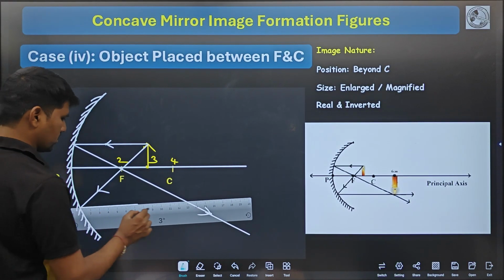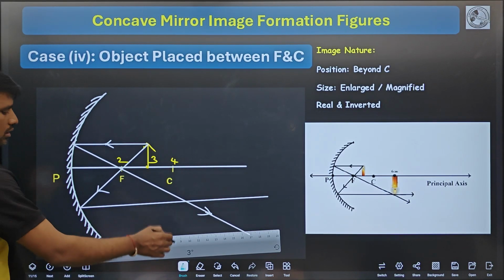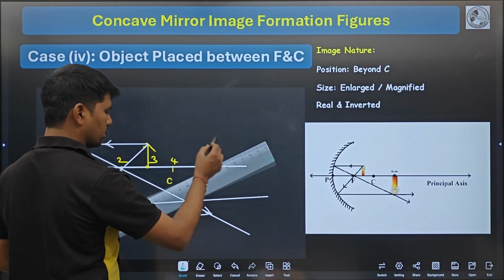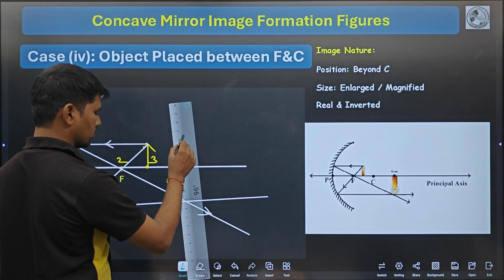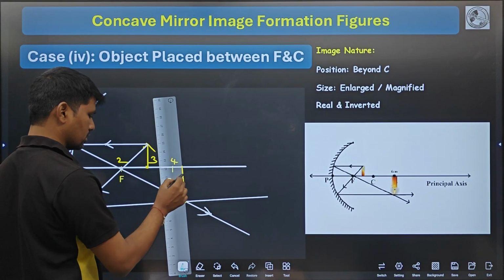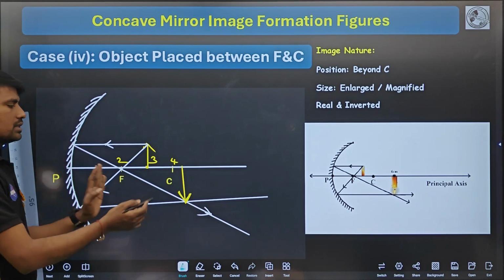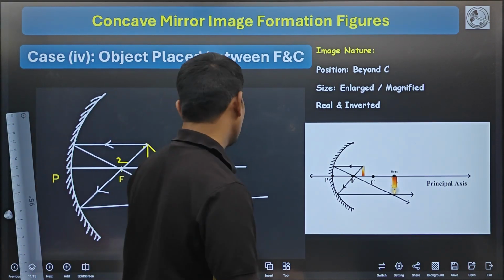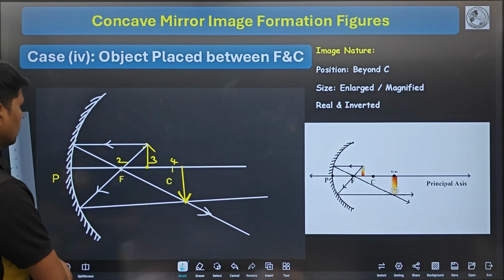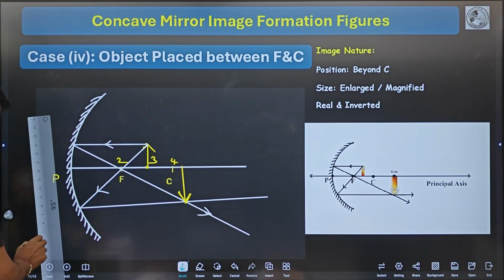You get the image beyond C. Like this you do it, and definitely you'll get the image, beyond C. Object between F and C, image beyond C. By using a scale and pencil, you will get it clearly. Okay, so I hope you understood. Children, change the dimensions. Okay, next slide.